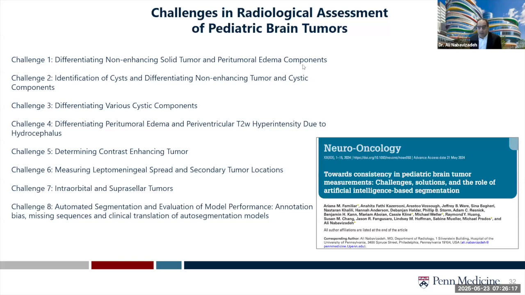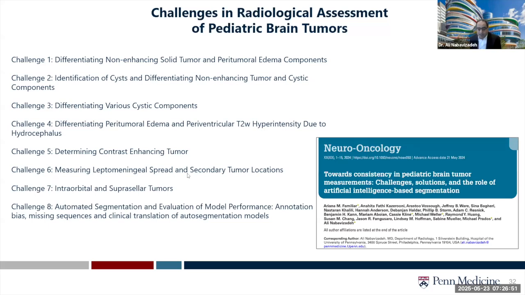That I would call a common challenge between pediatric and adult. However, cystic components and differentiation of non-enhancing tumor from cystic component is actually much more challenging in pediatric, because cystic components are much more common in pediatric brain tumors. Differentiation of various cystic components. Determining contrast enhancing tumor is very problematic in pediatric, because many pediatric tumors are non-enhancing, and even some high-grade pediatric tumors are non-enhancing or only mildly enhancing.